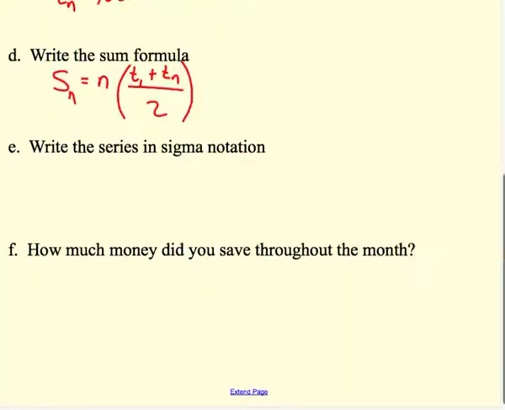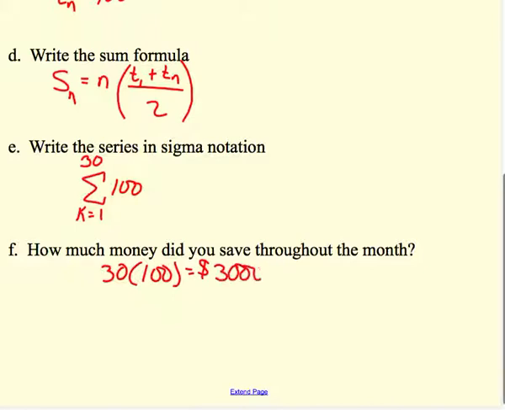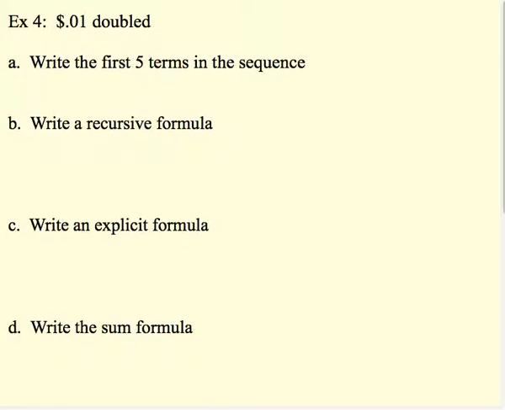To write the series in sigma notation, we put k equals 1 at the bottom. We want to start at the first term. We're summing for 30 days, and our explicit formula is 100. So what this says is add 100 30 times. So we can do that. How much money did we save? 30 times 100 is $3,000, which is a nice chunk of change after 30 days.